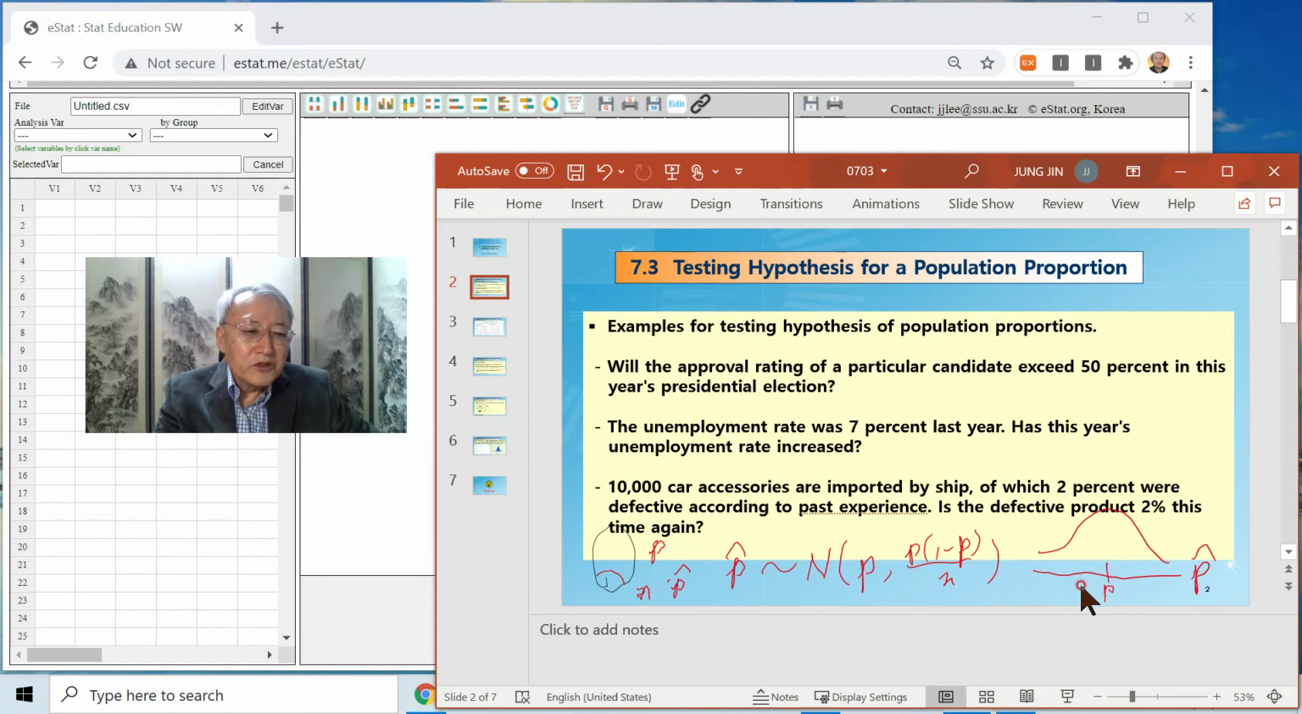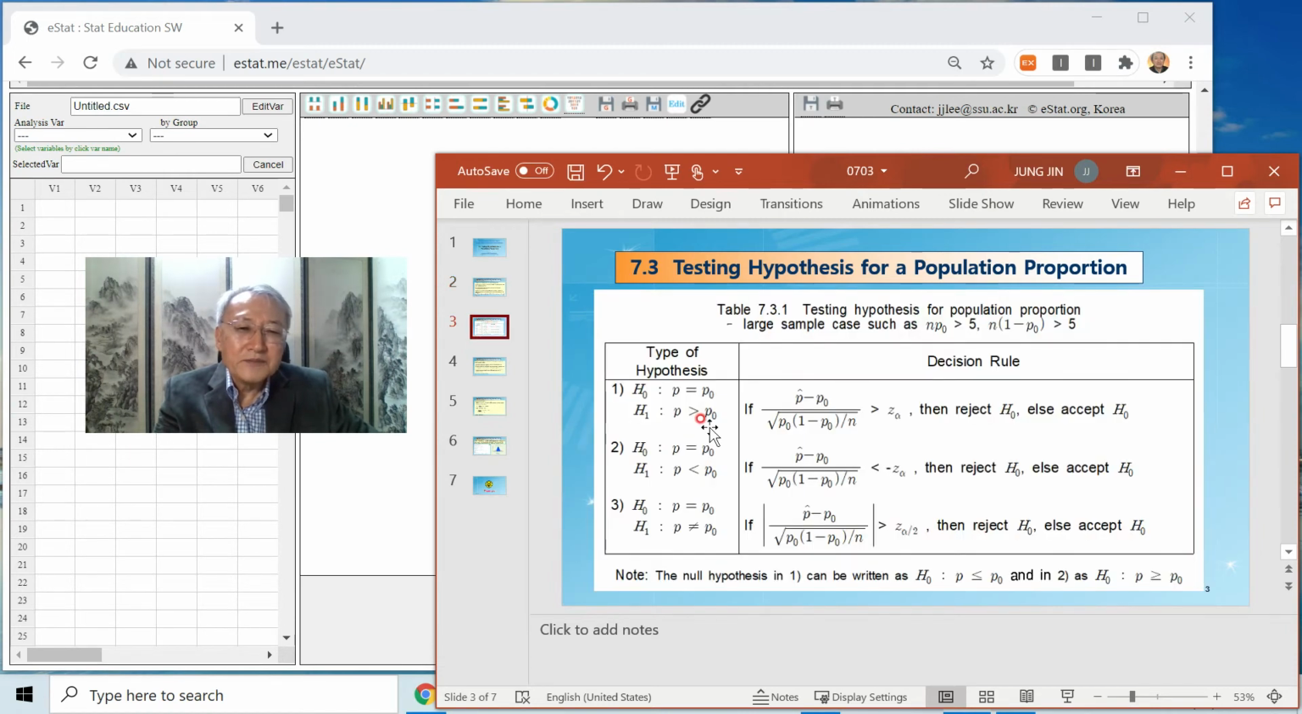Well, do you remember then? Maybe this is the actual distribution of P hat, but in case of normal, we are using some normalization, standardization. I mean, subtract P divided by the standard deviation, the standard error of that. Here's a formula for that. Okay, there are three kinds of hypotheses: right tail, P is greater than P0, or less than, or not equal.